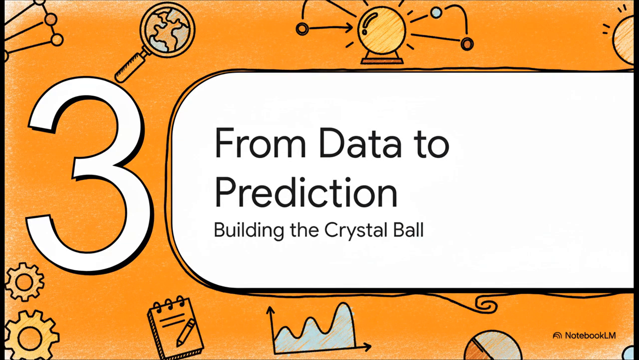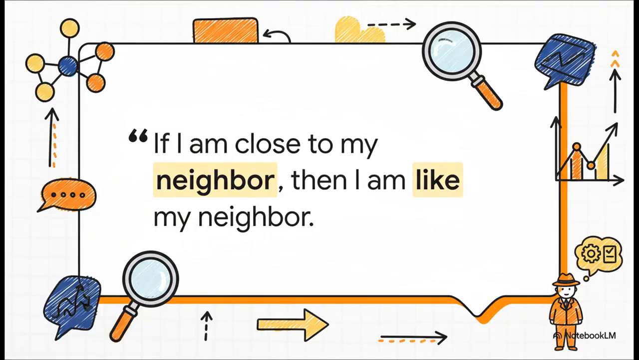All right, the data is prepped. The ingredients are ready. Now we get to the really exciting part, actually building the model that's going to make a prediction. It's time to build our crystal ball. To understand one of the most intuitive models out there, all you really need to remember is this one simple idea. It's the entire concept behind an algorithm called k-nearest neighbors. It's elegant, it's simple, and it is surprisingly powerful.